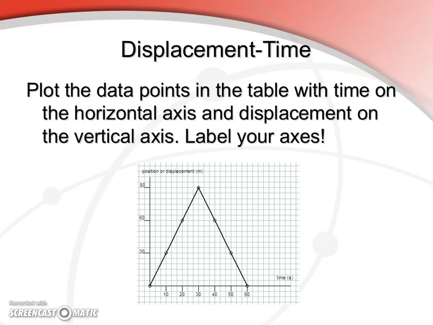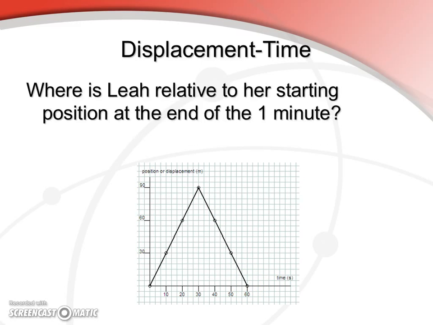We've got a pretty simple triangle where the displacement increases as we move away from the origin, and then when we turn around and come back, the displacement decreases back down to 0. And of course, Leah's at 0 displacement at the end of 1 minute, as we'd expect, at her starting point.